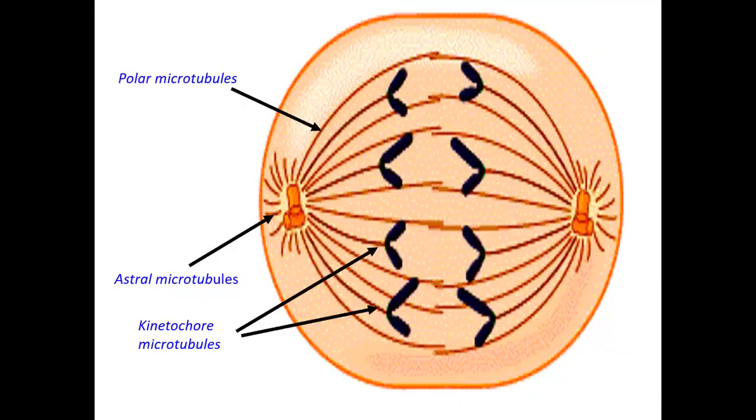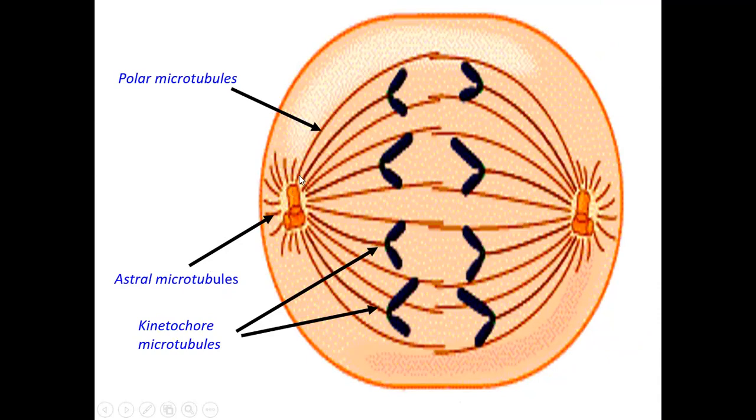Okay. So there are small microtubules here. This is called astral microtubule. And there's the larger one we call kinetochore microtubule. The kinetochore microtubules are the ones attached to the chromosome. And the other one is the microtubule closer to the pole, this is called polar microtubule.